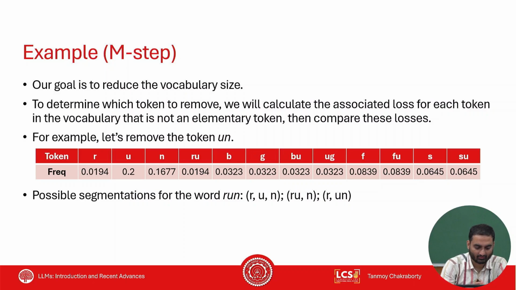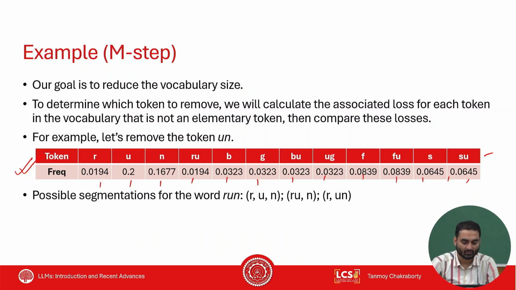So far this is my token frequency table. In the vocabulary I have R, U, N, RU, and so on, and these are the corresponding probabilities, the unigram probability that I mentioned earlier. This table is something I already showed earlier. Let us assume that I want to remove UN. I want to remove the token UN from the vocabulary.